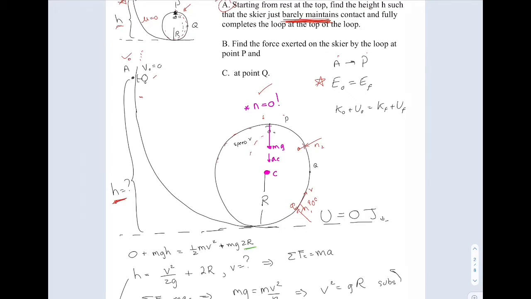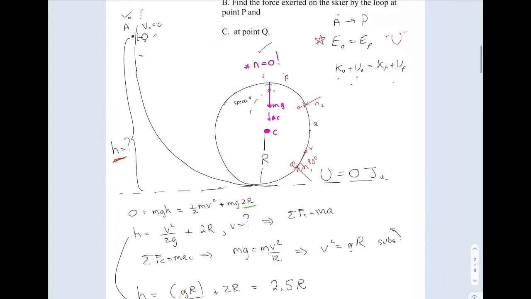So I have E initial equals E final. Remember, energy is kinetic plus potential. And again, I'm using a capital U for potential energy. Some books use PE, but I'm just using a capital U. So I have initial energy equal final energy. Initial kinetic is 0. Now initial potential, remember, you can't write down potential energy until you have a reference point. So I'm choosing the bottom as my reference point for potential energy. So initial potential energy of the skier is mg times the height h.